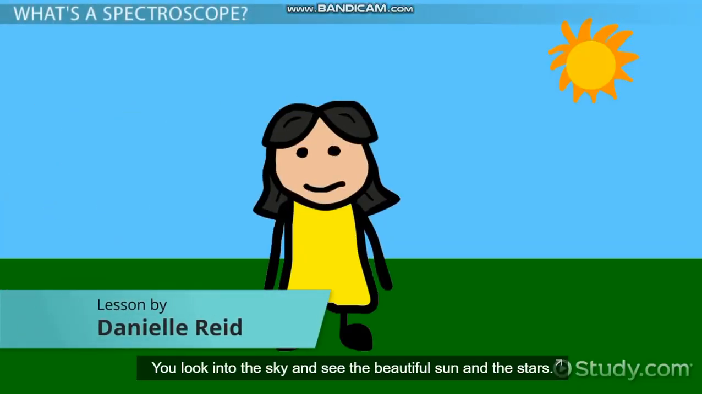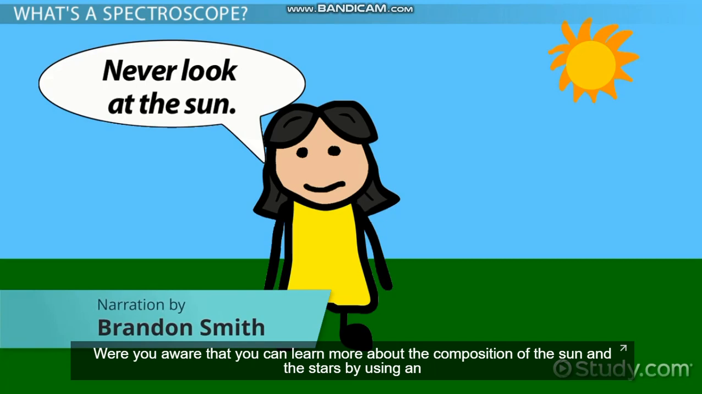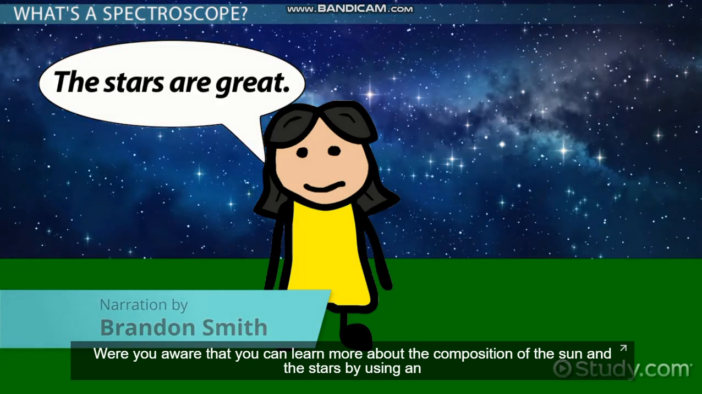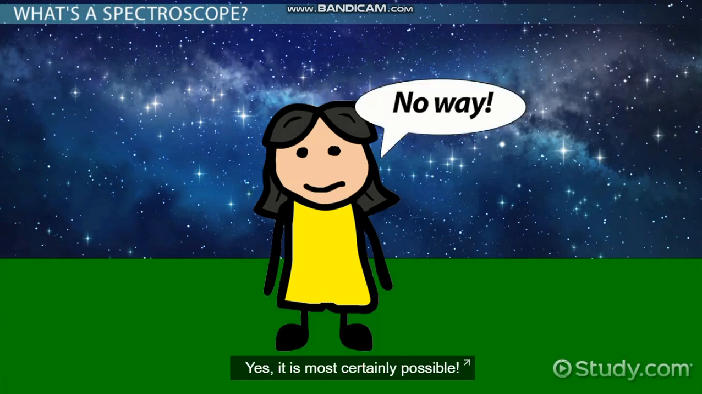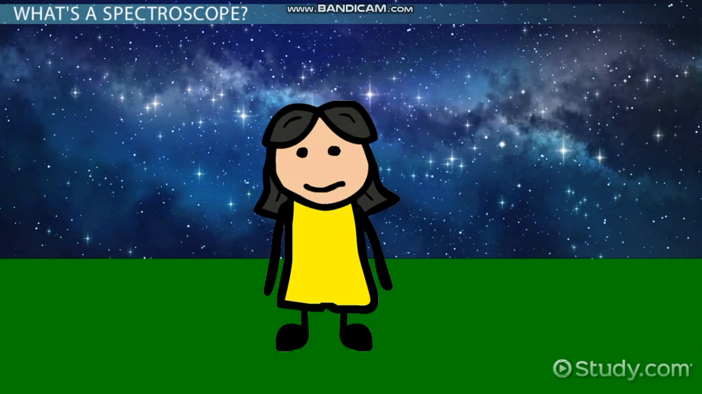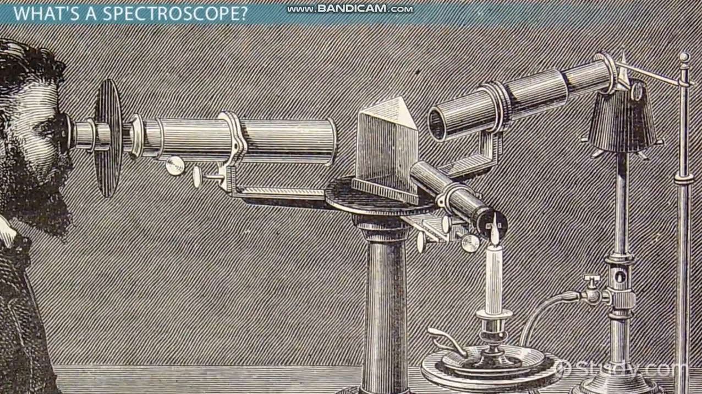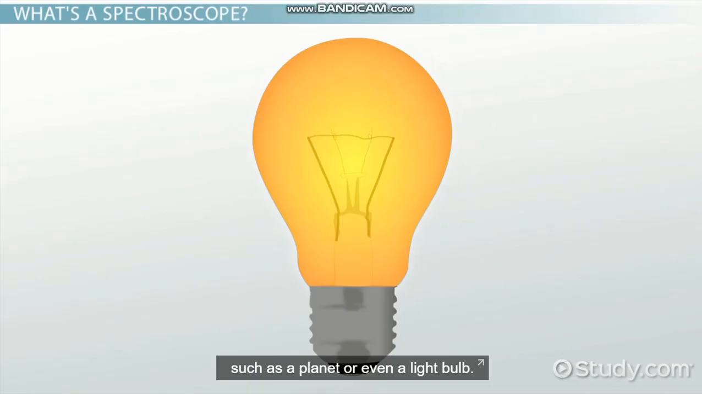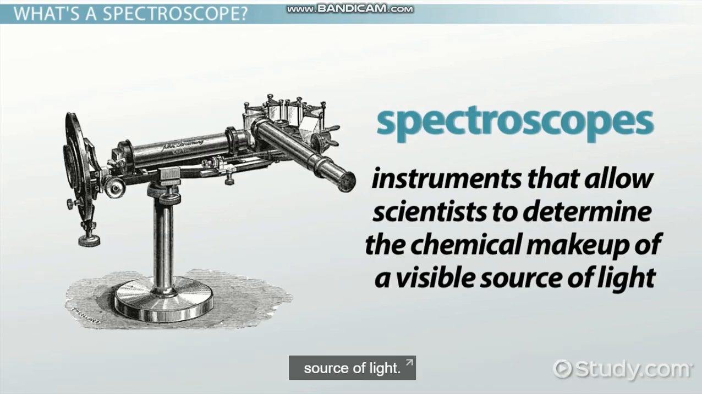You look into the sky and see the beautiful sun and the stars. Were you aware that you can learn more about the composition of the sun and the stars by using an instrument called a spectroscope? Yes, it is most certainly possible. In fact, this instrument can be used to determine the composition of other items, such as a planet or even a light bulb. Spectroscopes are instruments that allow scientists to determine the chemical makeup of a visible source of light.